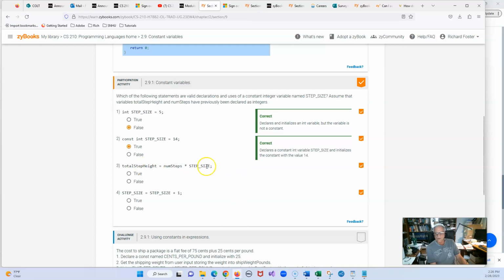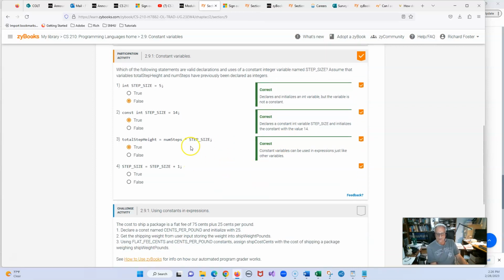Now we have total steps equals the number of steps times the step size. Well, this is a constant. This is whatever it is, and this is whatever it is. So let's go with true again. And the next one is a little bit sneaky. The issue we have here is step size equals step size plus 1. Right off the bat, we have an issue, because if step size has not been initialized, then this is not going to really work right now.